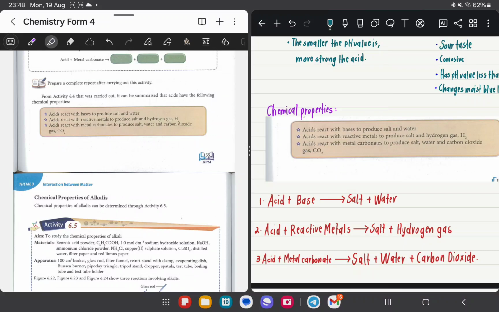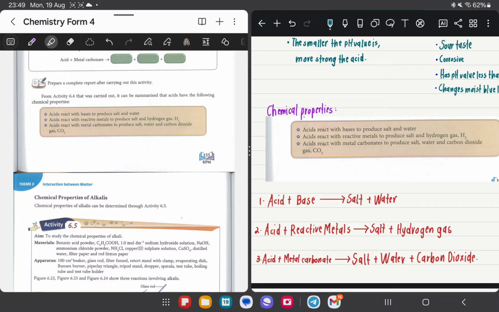Taste sour, corrosive, pH less than 7, changes the moist litmus blue paper to red. So it's all the physical properties which you can sense by using your 5 senses. But chemical property is different, something that you cannot see, but when you do it you get the effect. Faham tak? So there are differences between chemical and physical properties.